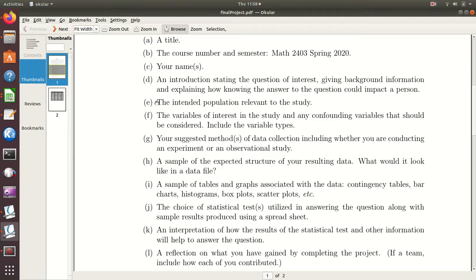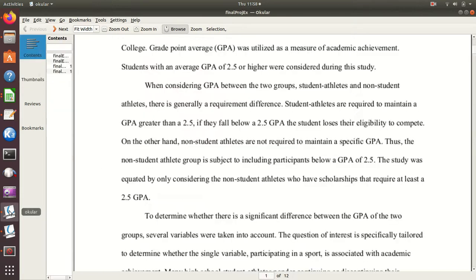All right, now we're on E and F. And we'll look at this again in our example paper. We're going to do both E and F because they put them together in theirs, but we have the intended population. We got a little bit of that in the introduction. And then the variables of interest, including their types and any confounding variables. So let's go take a look at their E and F.